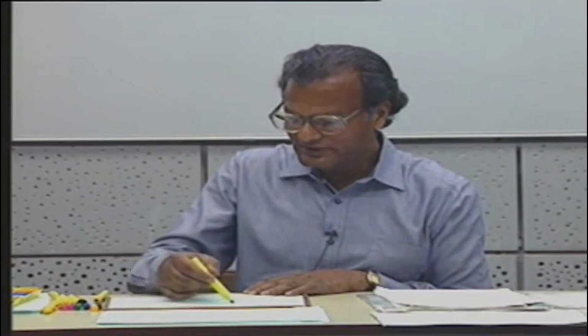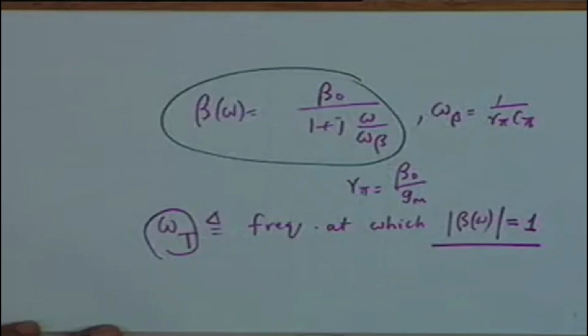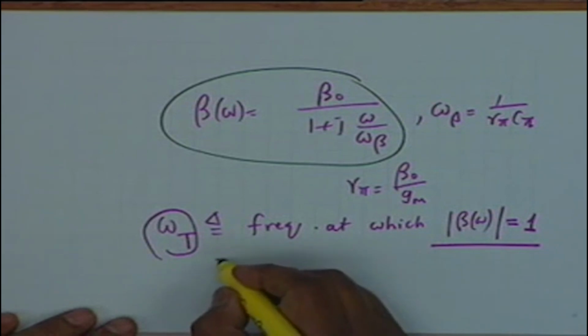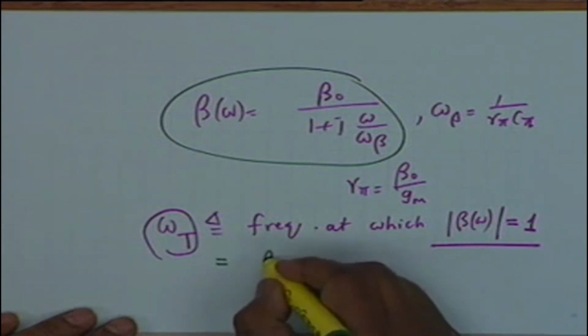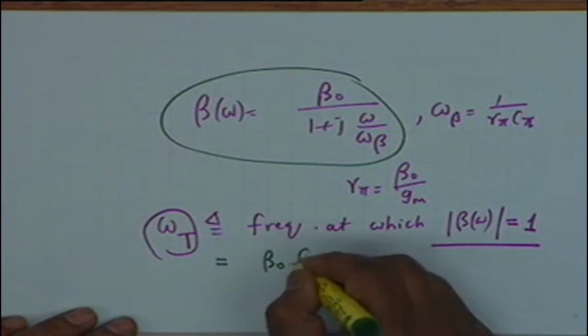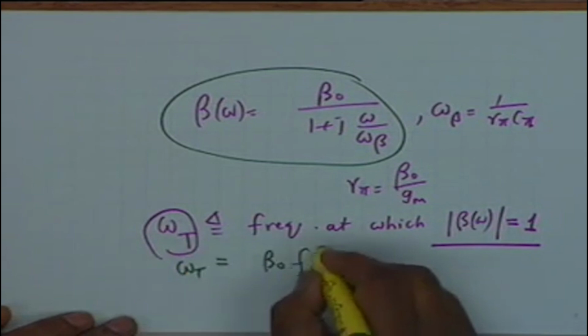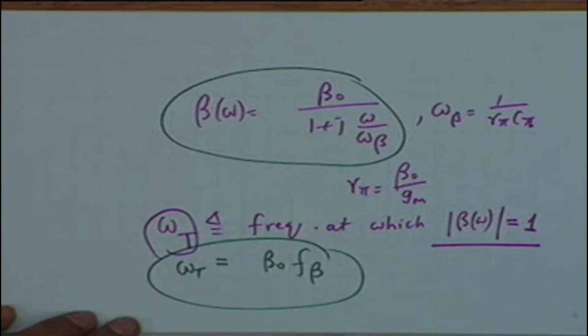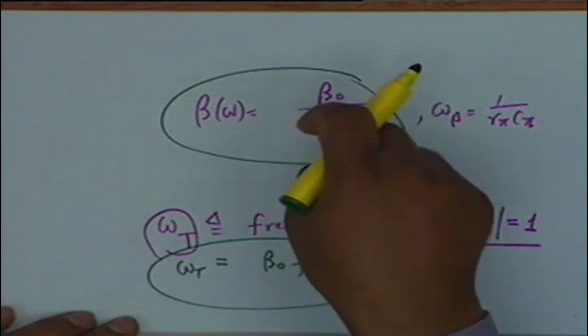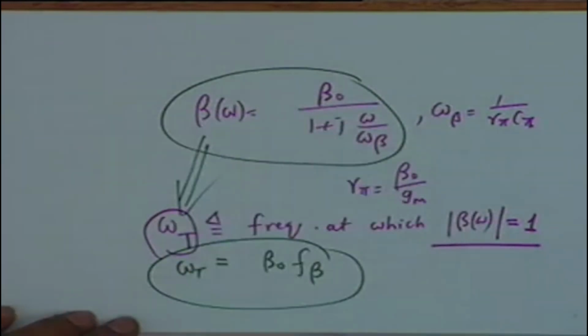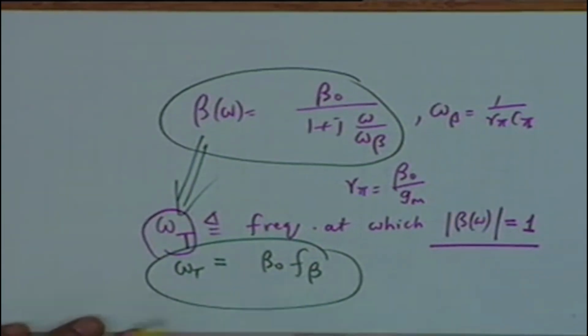And it is a matter of simple algebra to show from here, you put magnitude of beta of omega equal to 1, that omega t is nothing but beta 0 multiplied by F beta. Omega t is beta 0 F beta. It can be very easily shown from here. Maybe you will take this as a tutorial problem, or maybe you will set it in one of the examinations. It's very easy to show.